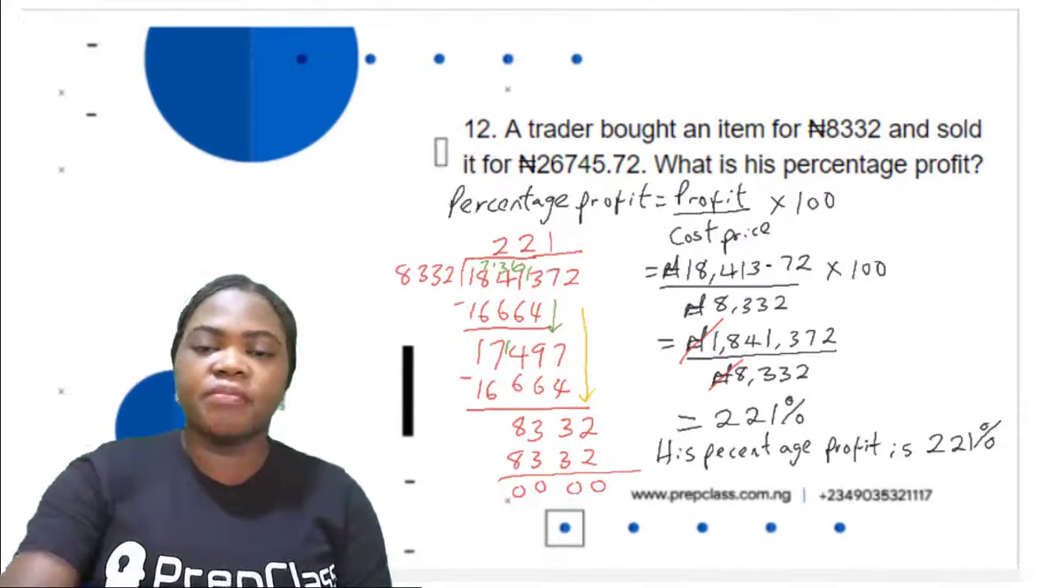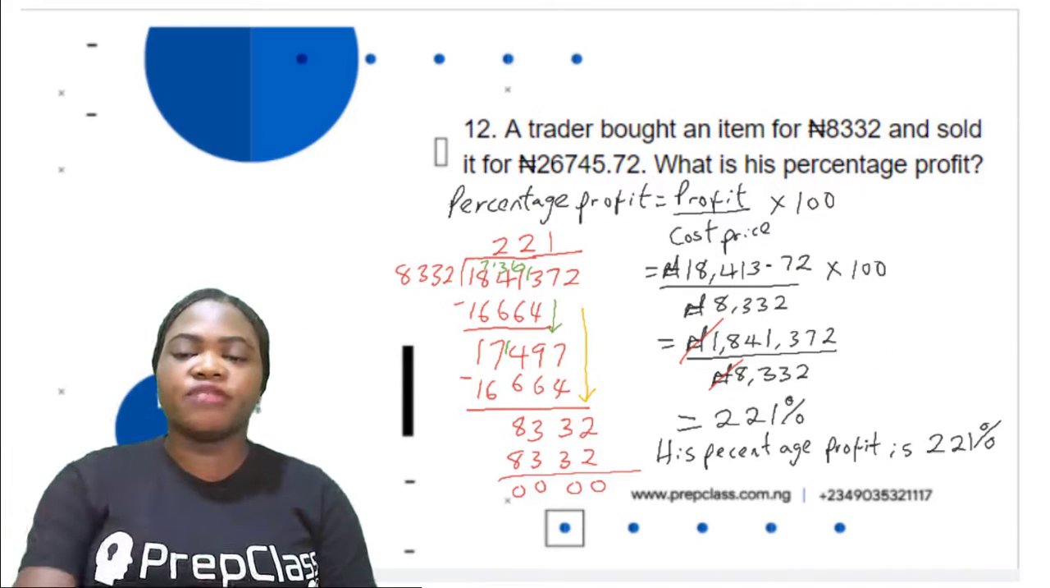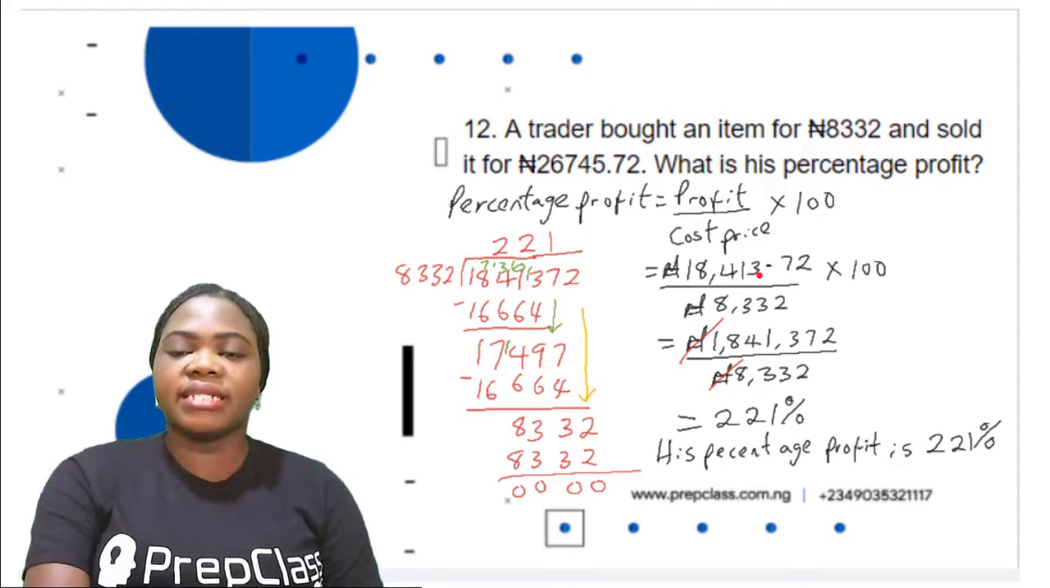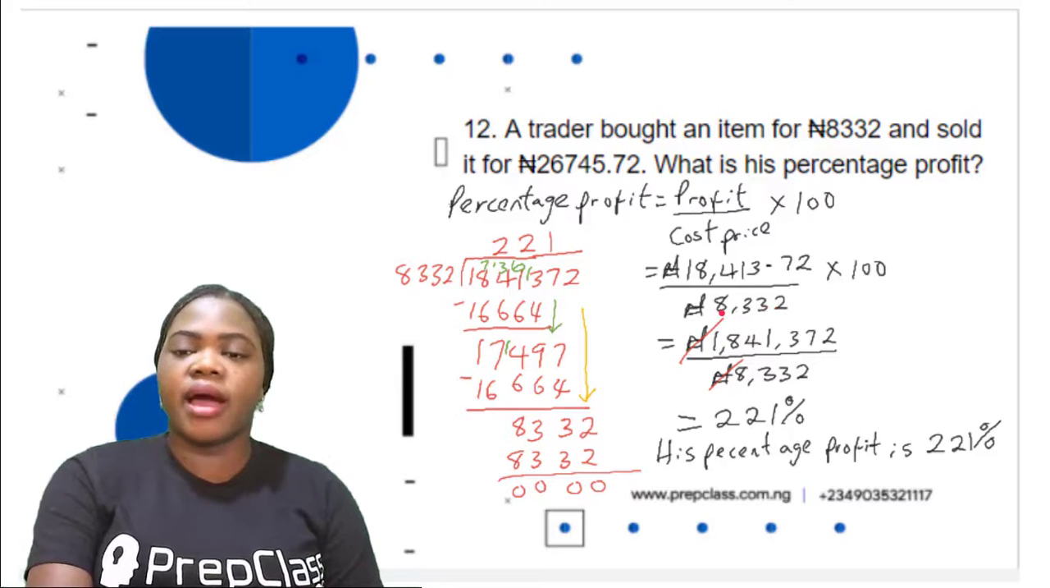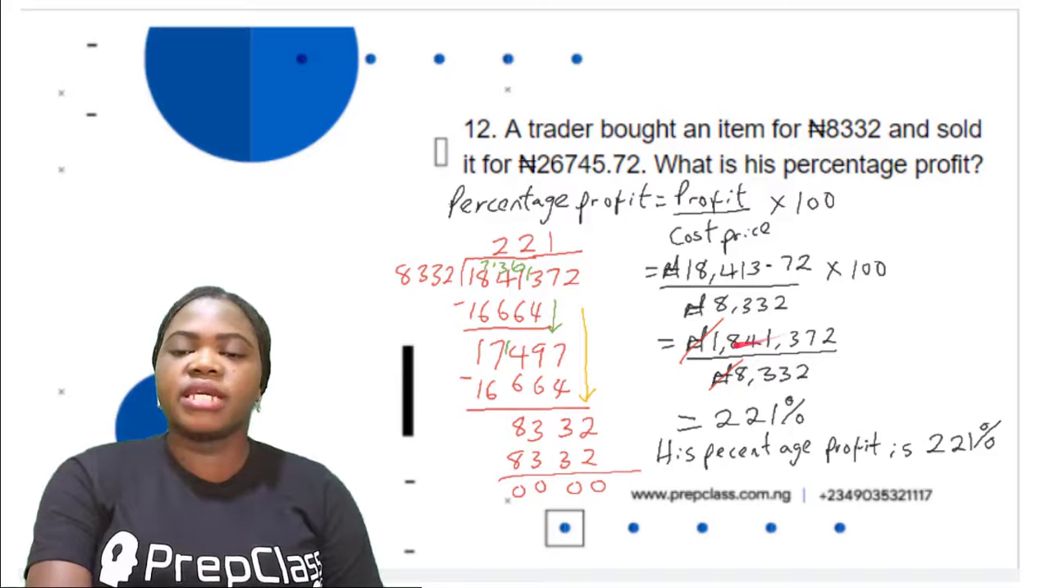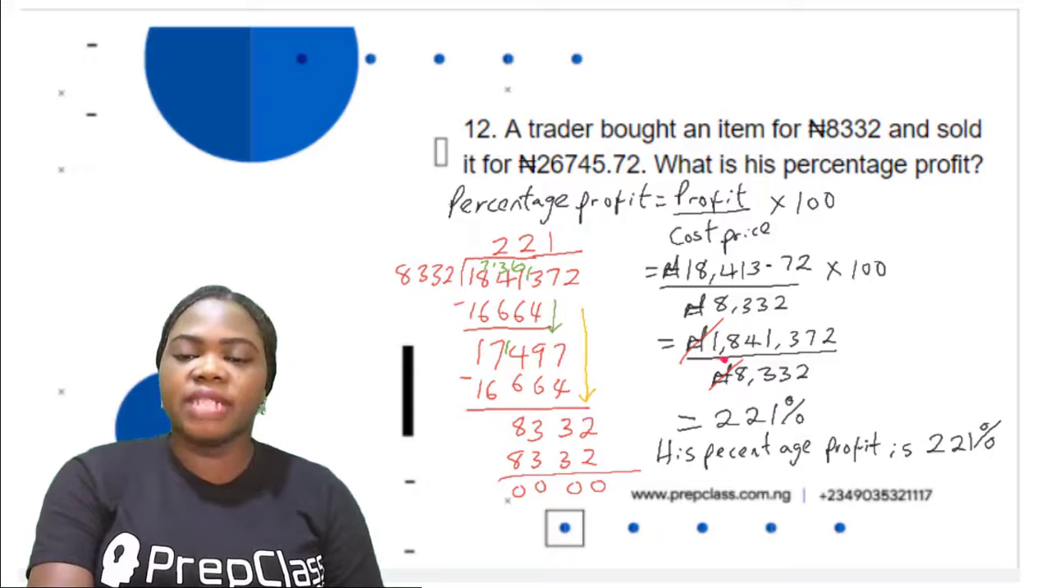Now let's find the percentage profit. To find the percentage profit, we can use this formula: profit divided by cost price multiplied by 100. So the profit is 18,413 naira 72 kobo divided by the cost price 8,332 naira multiplied by 100. Okay, so let's multiply 18,413 naira 72 kobo by 100. We would get 1,841,372 divided by 8,332 naira. Naira cancels naira.